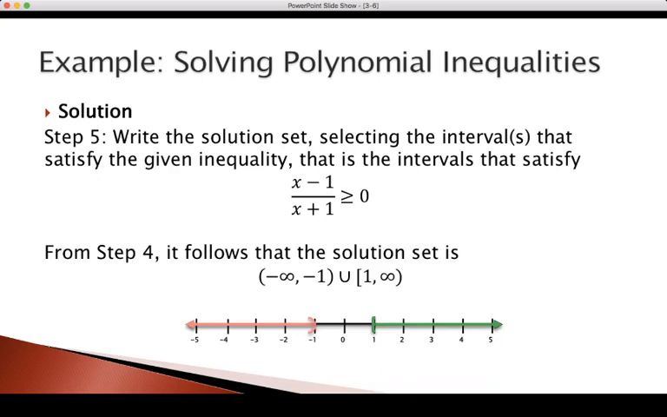And now we have this interval, 1 to infinity. But notice here we have a bracket there because that means all the numbers greater than or equal to 1 satisfy the given inequality. So this is the graph of our solution set to the inequality.